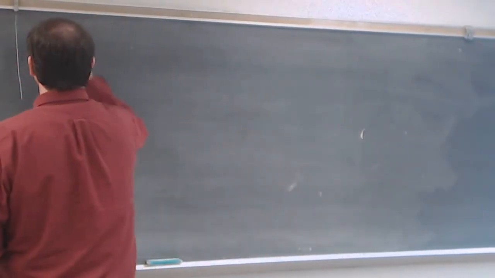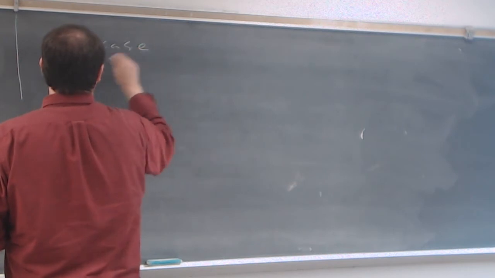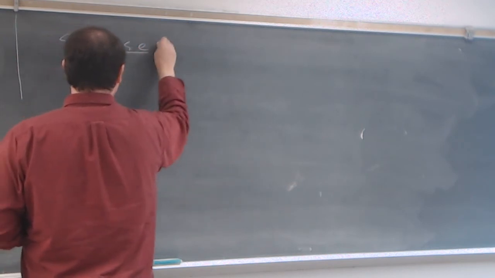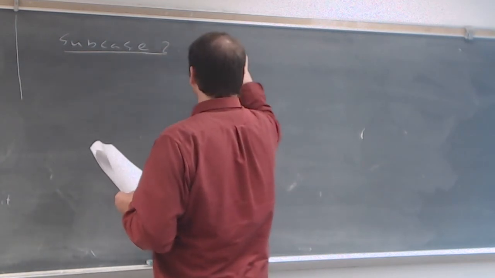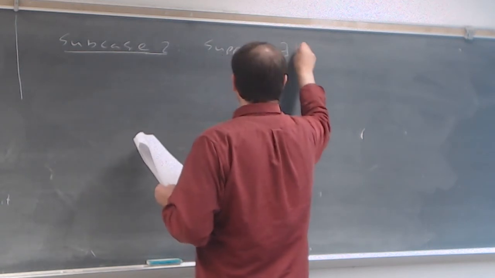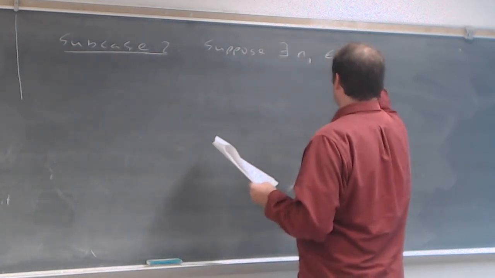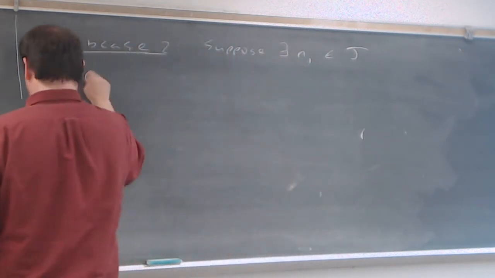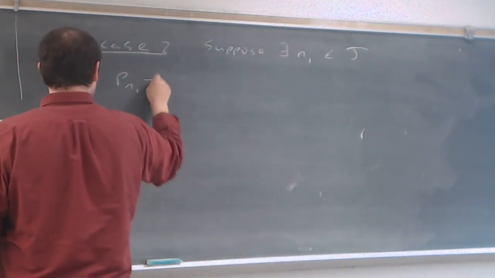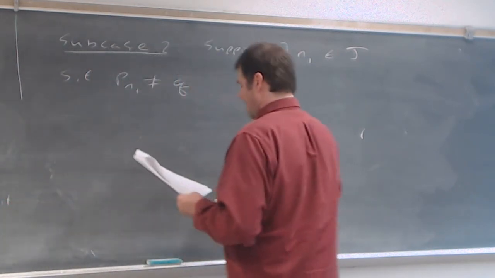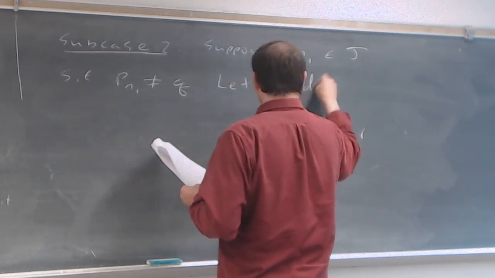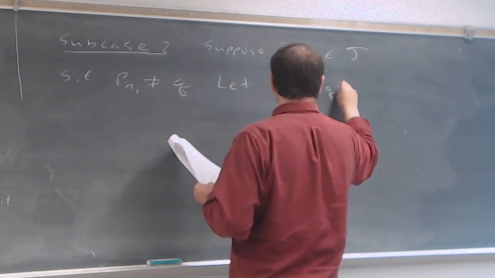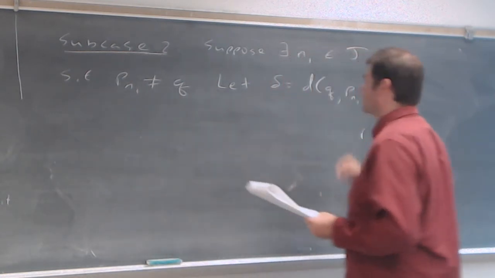Subcase 2 really is that not every term of the sequence is equal to Q. So the way I'm going to write that is, suppose there exists an n sub 1, a natural number, such that p sub n sub 1 is different from Q. What I'm going to be able to define next is a number delta, a real number, that is the distance between Q and p sub n sub 1. That's delta.